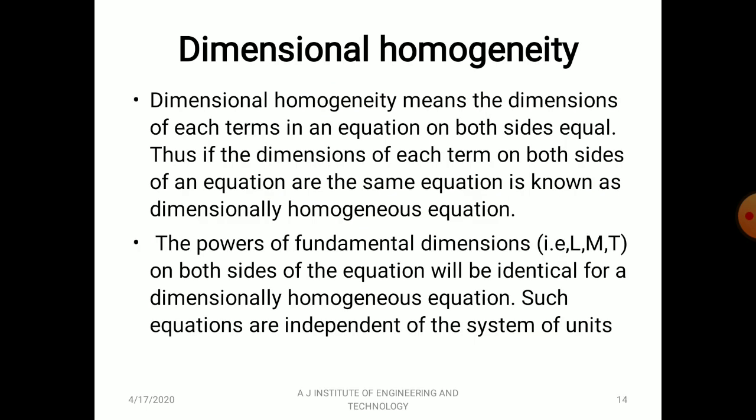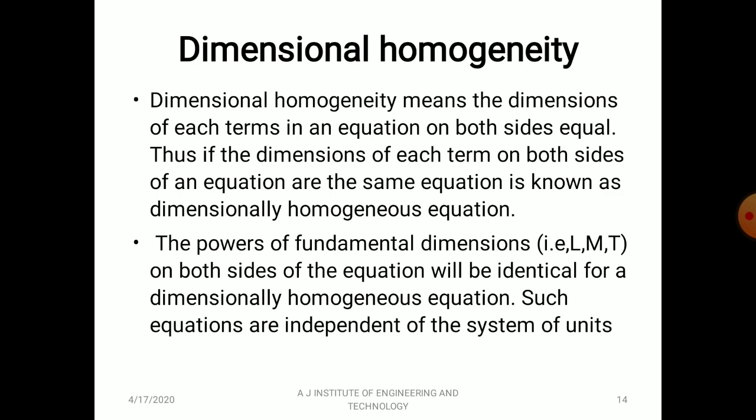Dimensional homogeneity. So what is dimensional homogeneity? Dimensionally homogeneous equation means the dimensions of each term in the equation on both sides should be equal. That means, in order to have the same dimension on both sides of the equation, the unit on both sides should be equal. That is, the left hand side unit should be equal to the right hand side unit, or the left hand side dimension should be equal to the right hand side dimension.